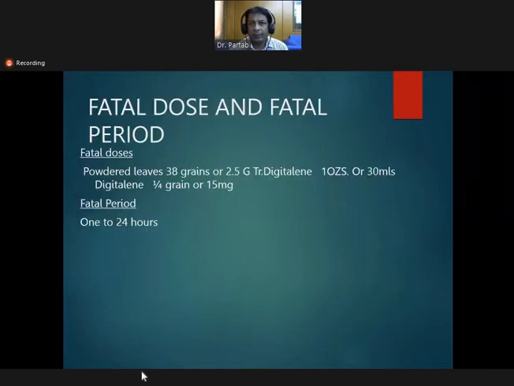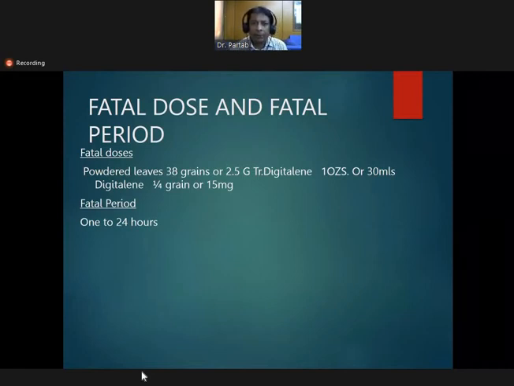Fatal dose and fatal period. Fatal period means the time in which death can occur. And fatal dose is the dose in which death can occur. Even if death does not occur, death could occur at that dose. That is established scientifically and medically. That is called the fatal dose, the dose from which an adult human's death can occur.